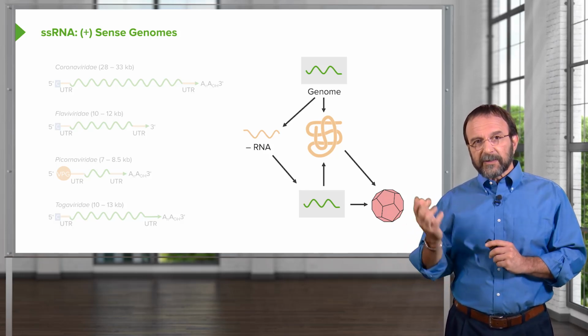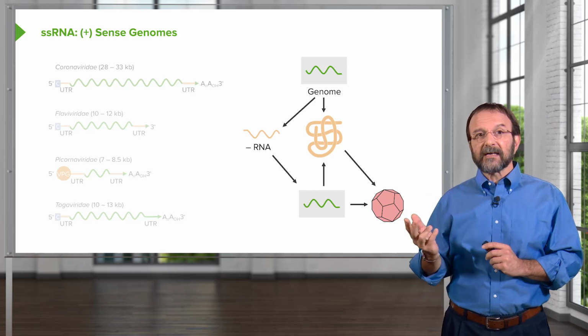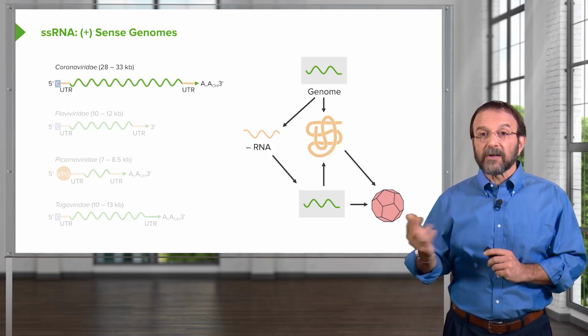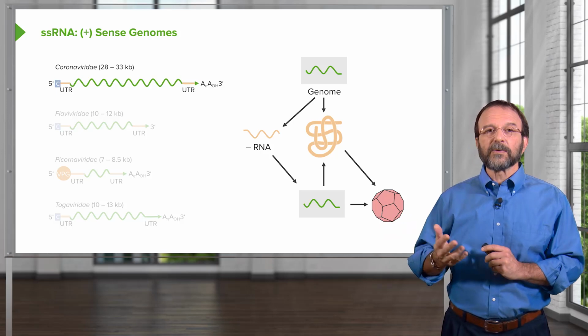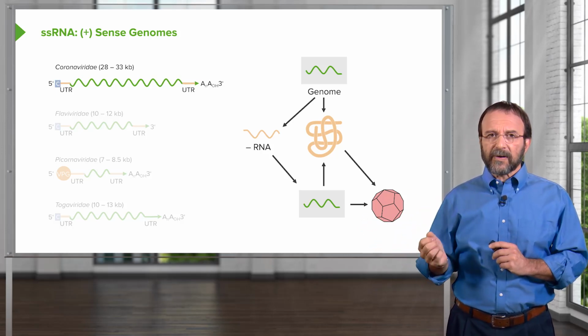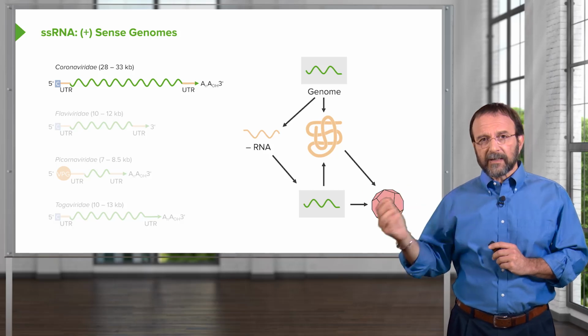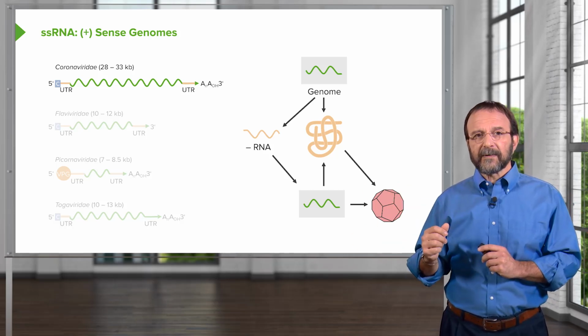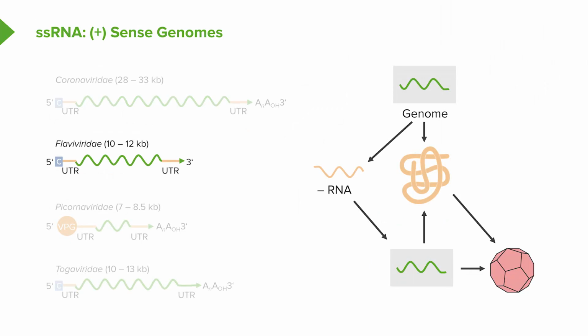Now, these single-stranded plus-sense RNA genomes vary in size. The Coronaviridae are among the largest that we know of, 28 to 33 kilobases in size. And these are typical messenger RNAs. They have a cap at the 5' end. They're polyadenylated at the 3' end. The Flaviviridae plus-stranded RNA genome is somewhat smaller, 10 to 12 kilobases in length. Again, it has a cap at the 5' end. Curiously, the flavivirus genomes do not have a poly A at the 3' end.